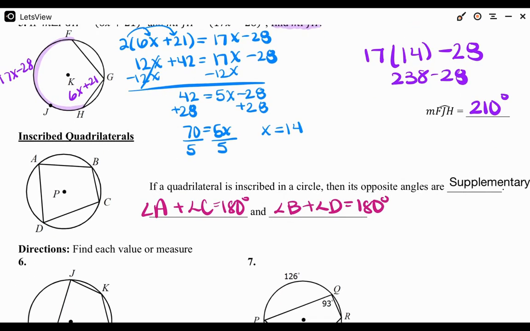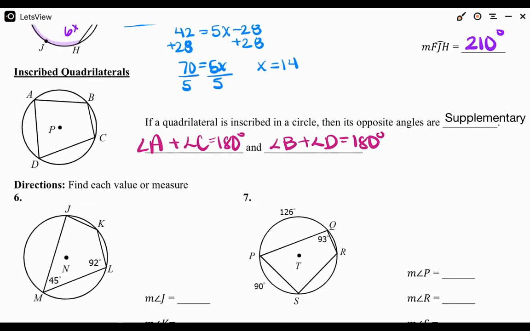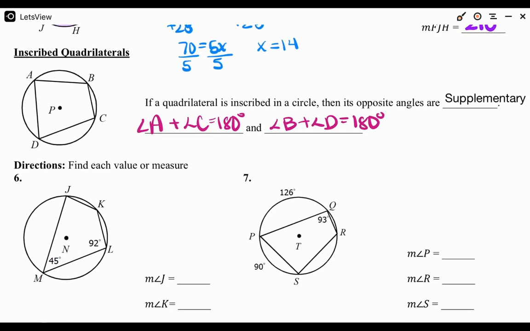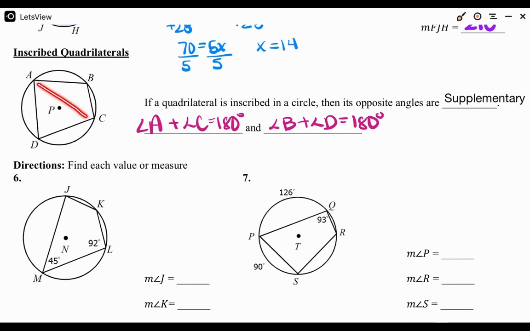Okay, so our last little bit of notes, we have inscribed quadrilaterals. Remember, quadrilateral is any four-sided figure. So if it's inscribed inside of a circle, that means that all of these points are on our circle. Then the opposite angles are supplementary. So A and C are opposite from each other, so they're going to add to 180. And B and D are opposite angles from each other, so they're also going to add to 180 degrees.